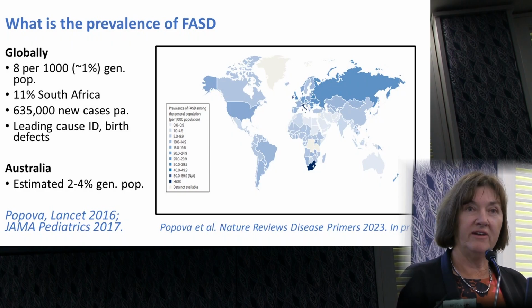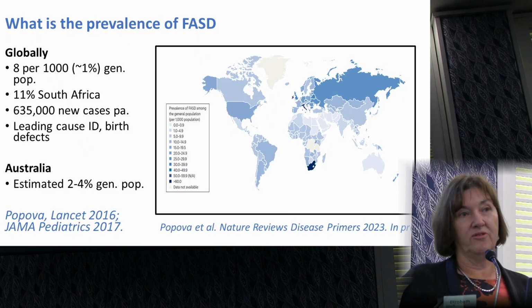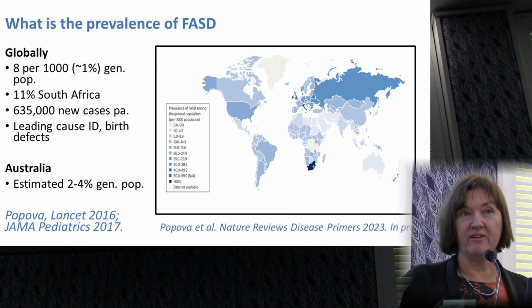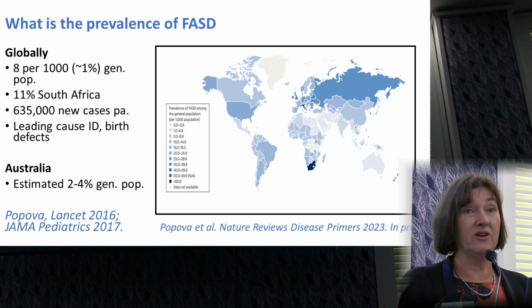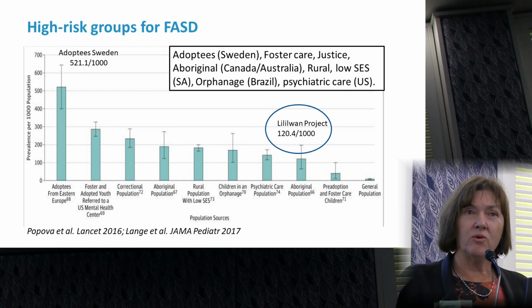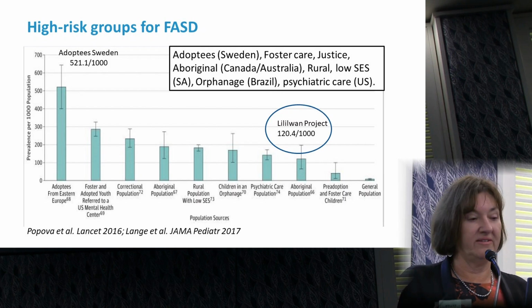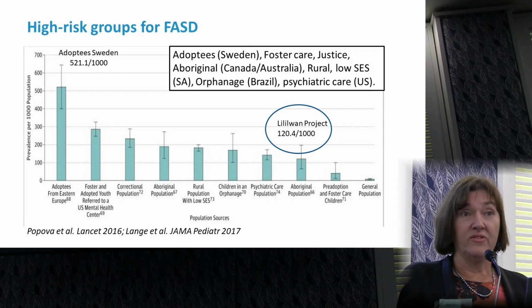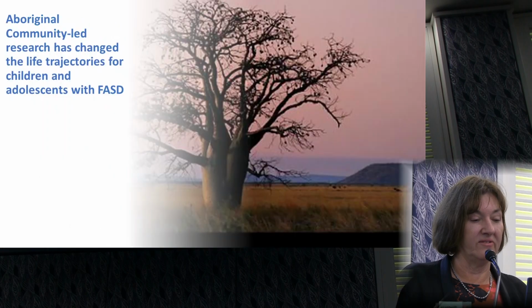In Australia, we don't have any good prevalence data for the general population, but based on North American and European data, we reckon it's between 2 and 4 per 100 children. So we're not seeing anything like that number of children diagnosed. But there are also very identifiable high-risk groups, and they include children who are in foster care, justice settings, mental health settings, orphanages, some Indigenous populations, and children living in rural and remote settings.